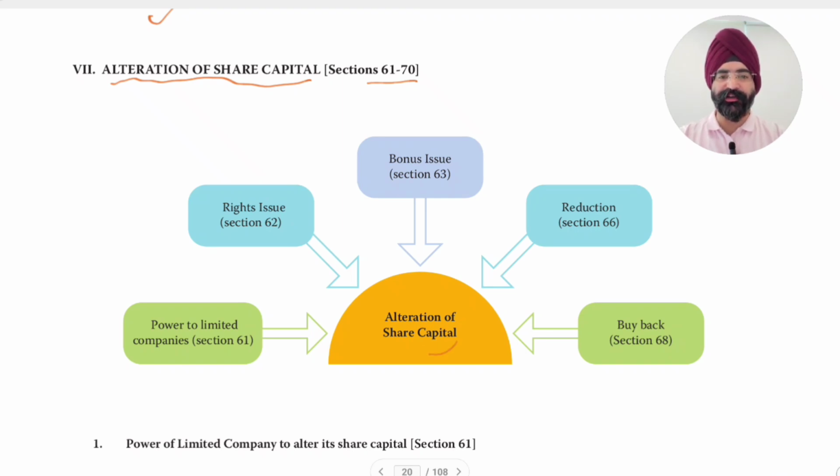So now, alteration of share capital. Why do we require to change or alter our share capital? Let's take from the top. Bonus issue. If the company is issuing bonus shares under section 63, bonus shares are issued without any consideration to the existing shareholders, so share capital will get altered on the issue of bonus shares, provided the company has power under its articles of association.